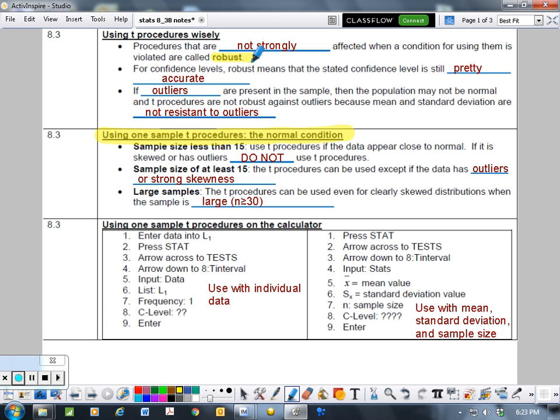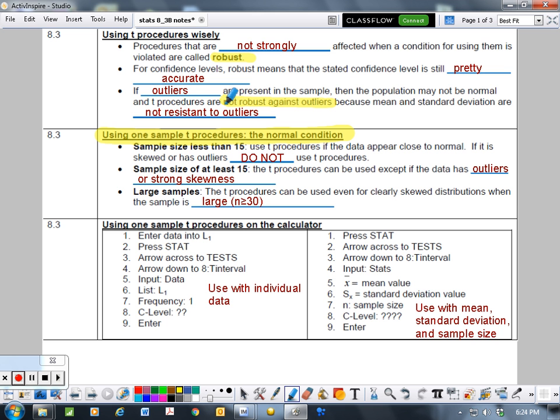And if outliers are present in a sample, then the population may not be normal, and T procedures are not robust against outliers. So if you have an outlier, let's say we don't meet the normal condition, like our last problem. We had only 18 toilet paper rolls, so we did not meet the normal condition, so we graphed it using a normal probability plot. It looked pretty normal, so we went ahead. Well, if we had an outlier, then we wouldn't be able to use the data because, again, T procedures don't work when you have outliers.